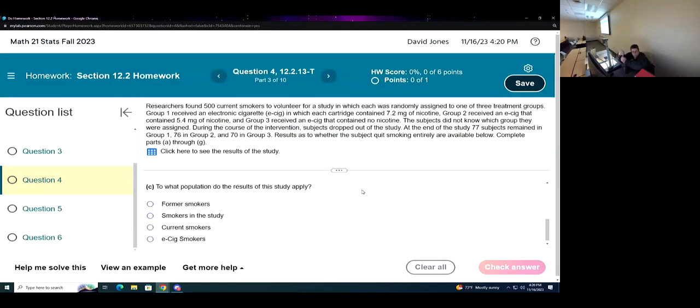To what populations do the results of this study apply? It looks like current smokers. That's what they said. Researchers found 500 current smokers, so they were using current smokers. Doesn't make sense to use former smokers. If they're former smokers, they already quit, right? So you can't really check that. And it's talking about the population, not the sample. The sample would have been smokers in the study, but the population would be current smokers.